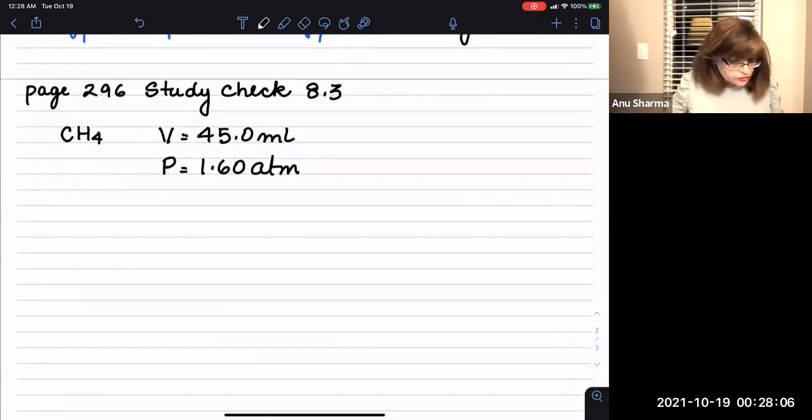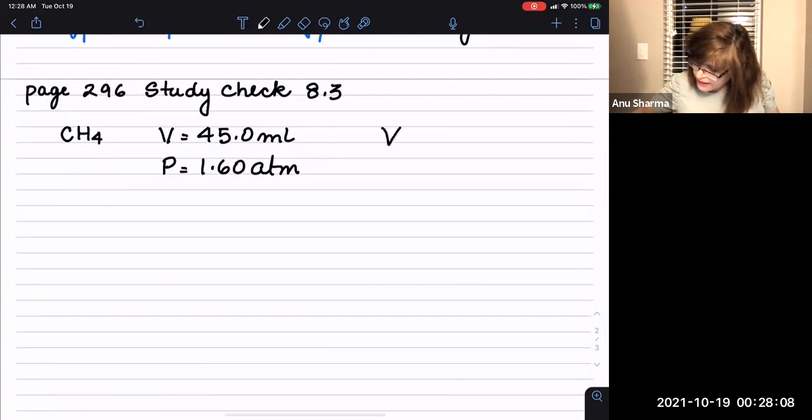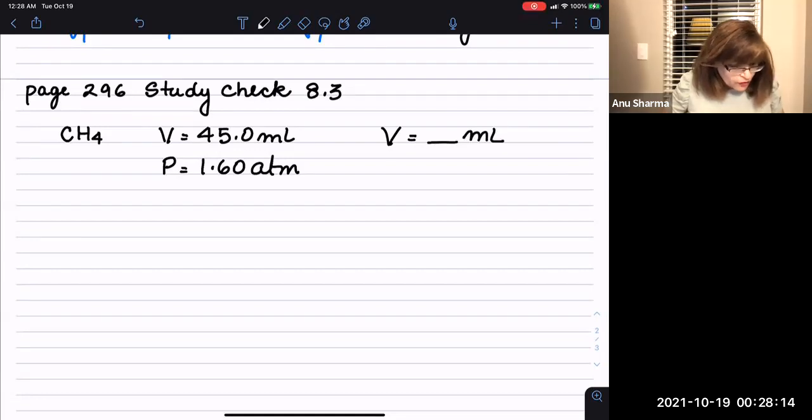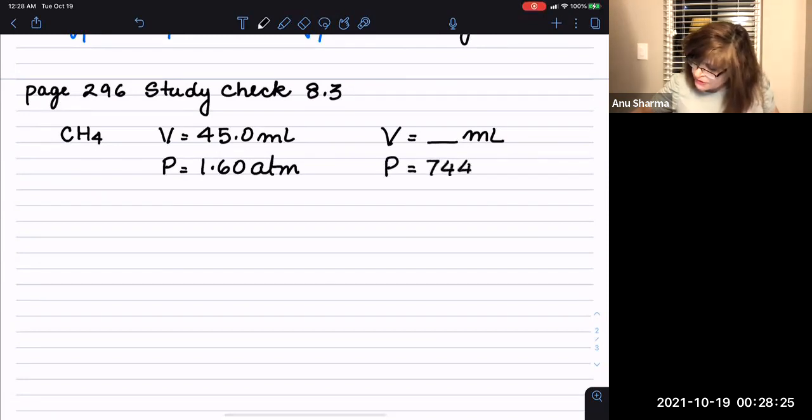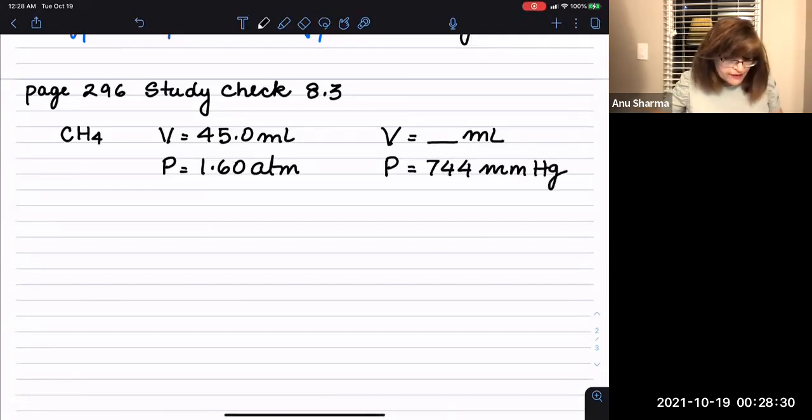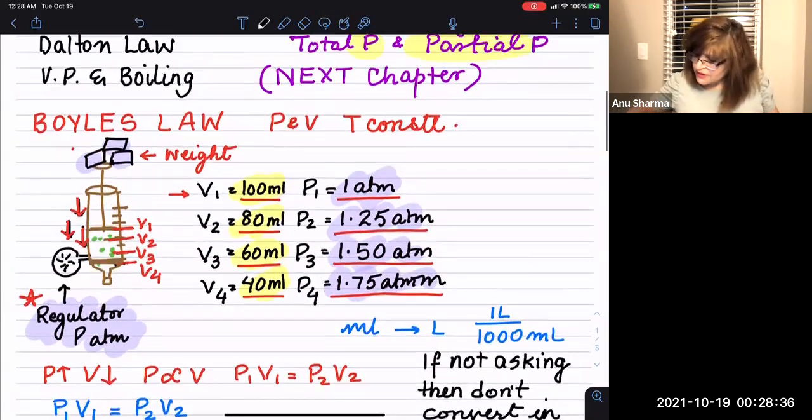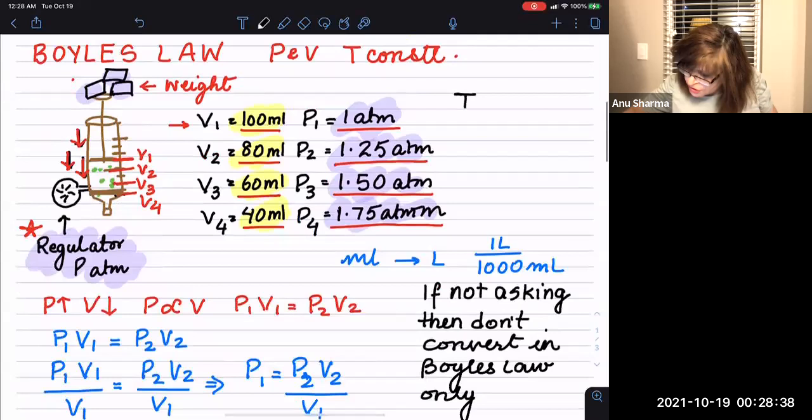So find the volume in milliliters. What volume in milliliters will the gas bubble occupy when it reaches the surface, where the atmospheric pressure is 744 millimeters of mercury, if there is no change in the temperature or the amount of gas? So the temperature is not changing; it remains the same.